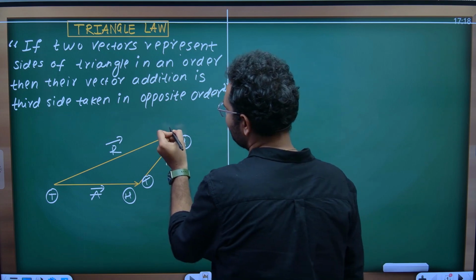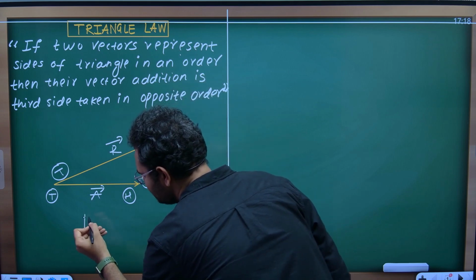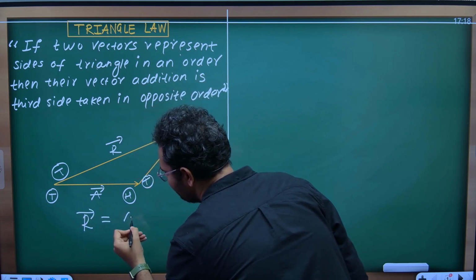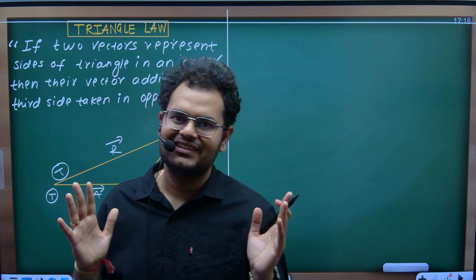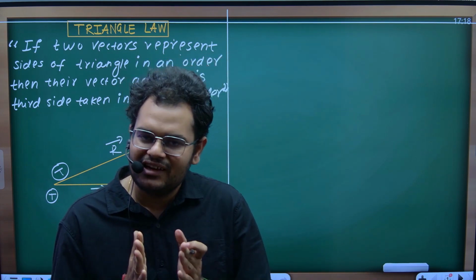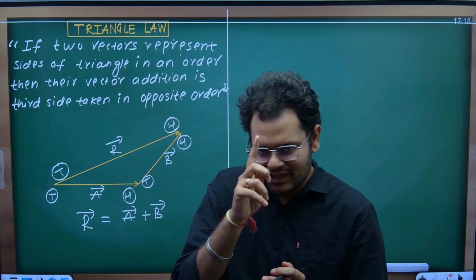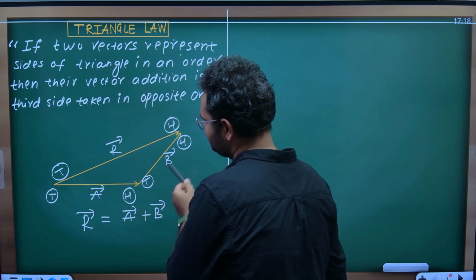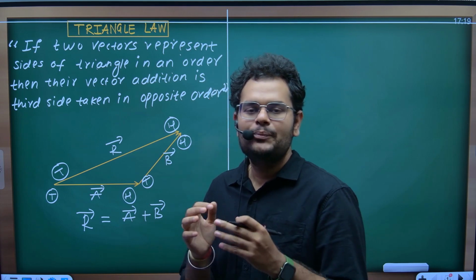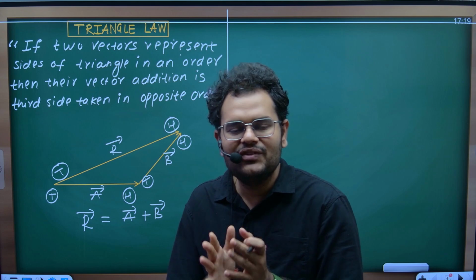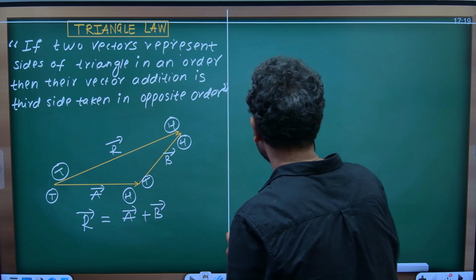So the third vector is just a reverse in order, right? And this third vector is nothing but the vector addition of A and B. We call it the resultant vector. This is simply the triangle law of vector addition. You need to remember only two things. Number one, two vectors must be in one order, and the third vector must break that order, and the vector which breaks that order is called what? Resultant vector.